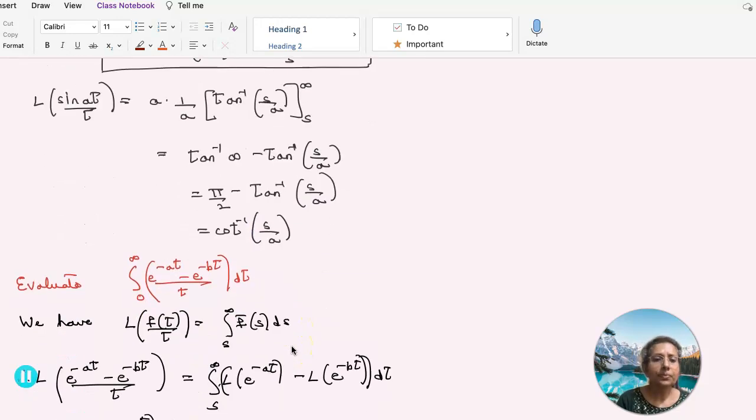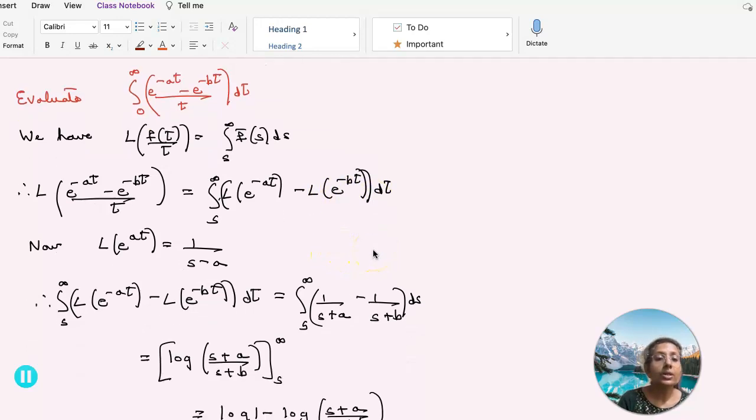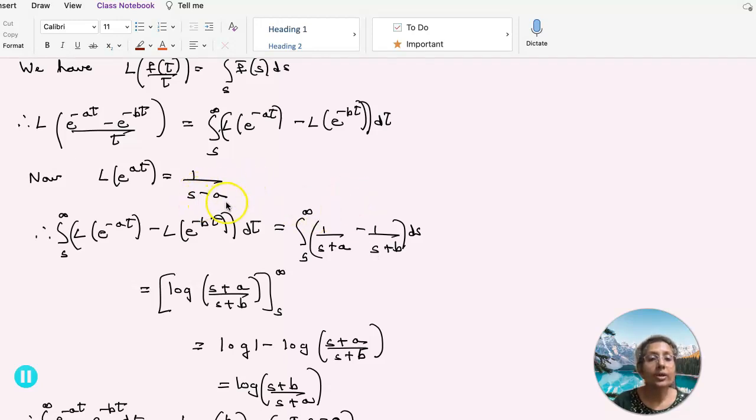The next question, evaluate the integral from 0 to infinity of e raised to minus at minus e raised to minus bt by t dt. So again it is of the form L of f(t) by t, which is the integral from s to infinity of the Laplace transform. So L of e raised to minus at minus e raised to minus bt by t will be the integral from s to infinity of the Laplace transform of the numerator, L e raised to minus at minus L e raised to minus bt. Now what is the Laplace transform of e raised to at? It is 1 by s minus a. So this becomes the integral from s to infinity of 1 by s plus a, because you have a minus at, minus 1 by s plus b ds.